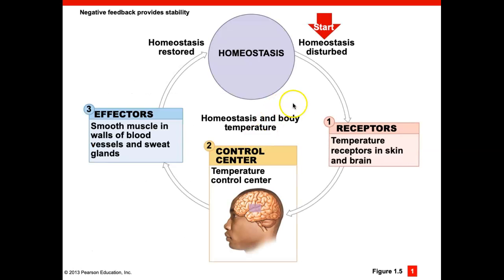So in the body, homeostasis is disturbed. And let's say the temperature receptors in the skin notice that the body's getting warm. So they send that information to the control center, the brain. And then the brain is going to send its information to the muscles and glands. In this case, if you're getting too warm, you are going to increase the size of your capillaries going to your skin so that more blood can flow out and we release heat through our skin that way. We will also increase the action of our sweat glands to release heat in that way.